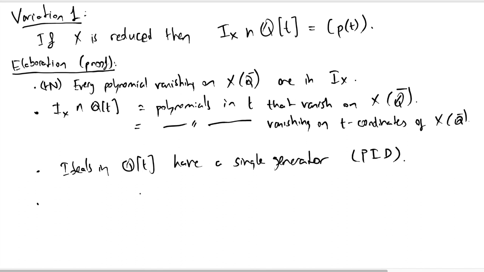I'm claiming this generator is Pt, and the reason is, by this second statement, every polynomial in there is divisible by all of these t minus ti's for each coordinate ti appearing here, and therefore it is divisible by the product of these t minus ti's, and in particular by Pt.